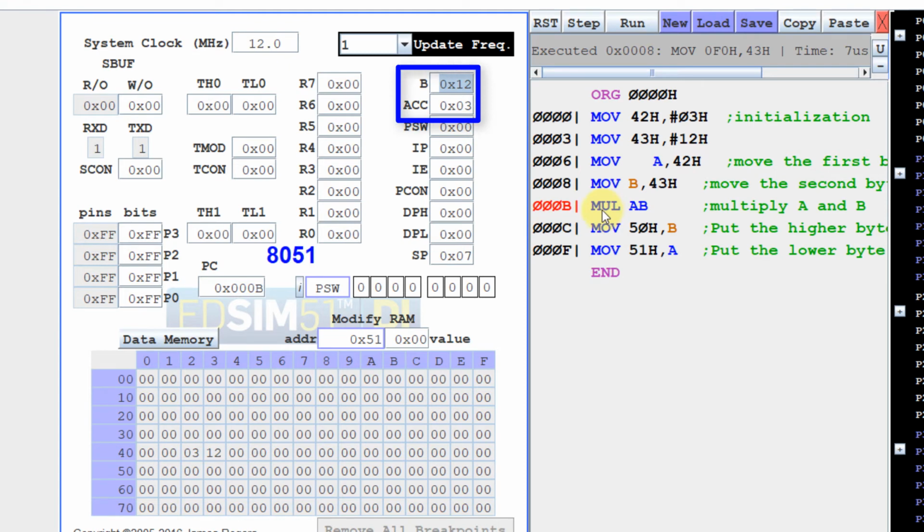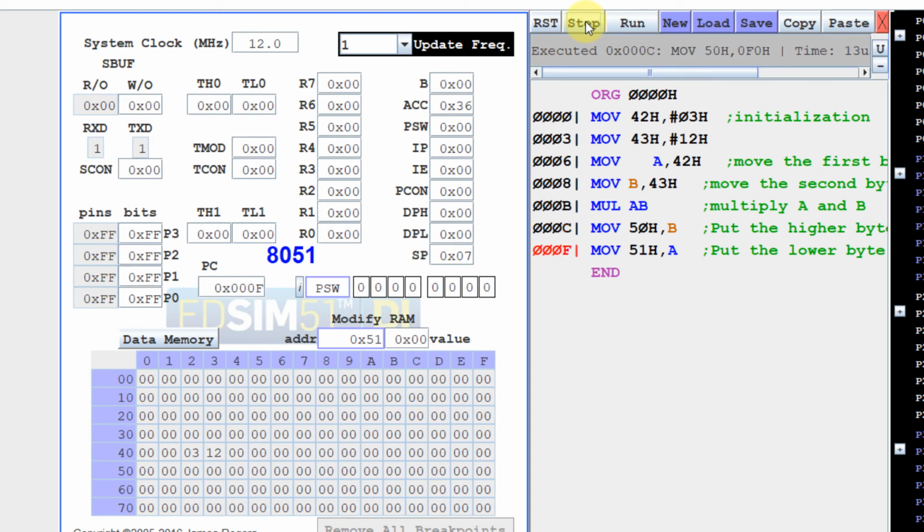So now we are ready to multiply these two numbers. We will just execute the multiplication instruction, and you find that the result is once again found in the accumulator and the B register. The accumulator holds the lower order byte and the B register holds the higher order byte. These values are put back to the addresses 50H and 51H. You can also see that the overflow flag over here has a value 0. Now we put back the result in 50H and 51H.